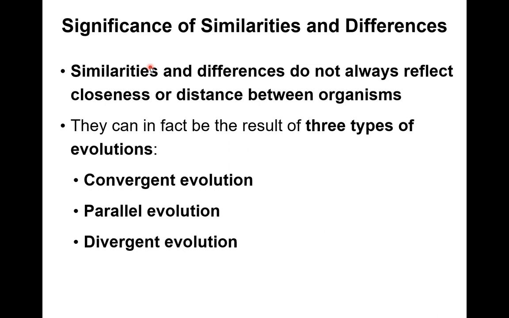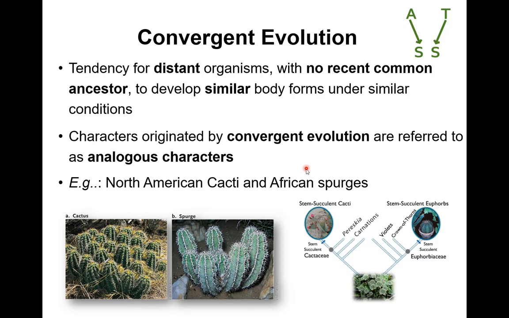Well, these similarities and differences do not necessarily allow you to make the jump to a closeness between these organisms. The reason being that they may be produced by different types of evolution. So there are 3 main types of evolution: what we call convergent evolution, parallel evolution, and divergent evolution, which can affect characters in different ways. Let's go through these examples. So first of all, convergent evolution.